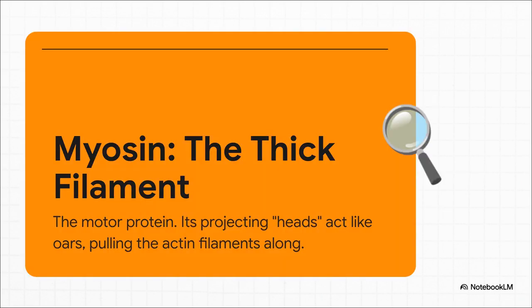And now for our motor. This is myosin, the thick filament. Its most important feature is this series of little heads that stick out. These heads are kind of like tiny oars on a boat, and they are just itching to grab onto that actin track and start pulling.